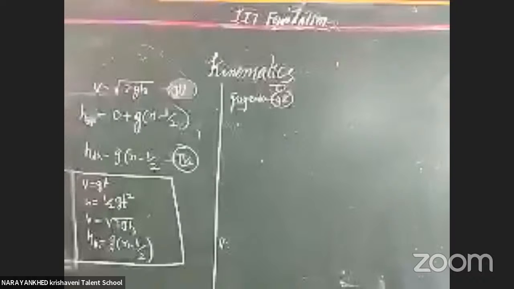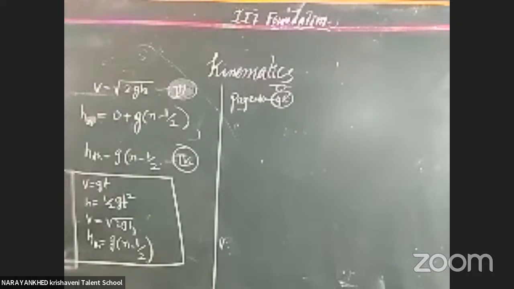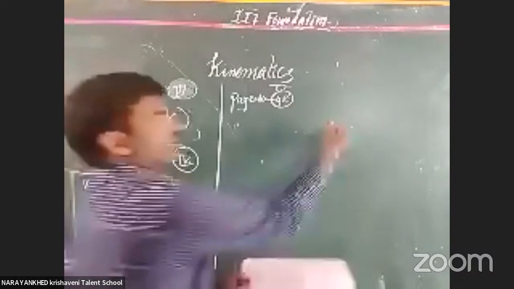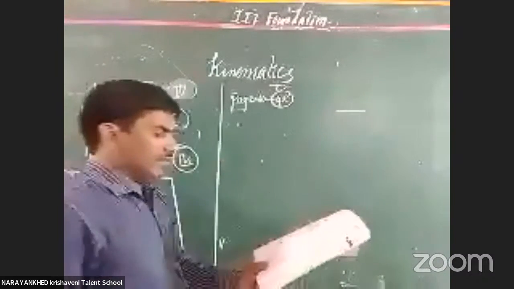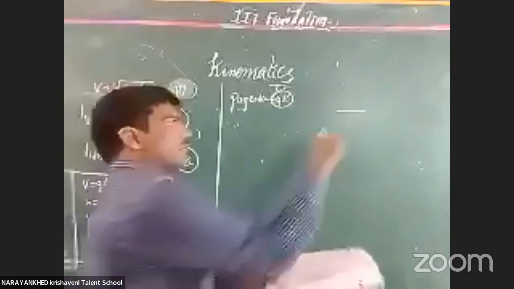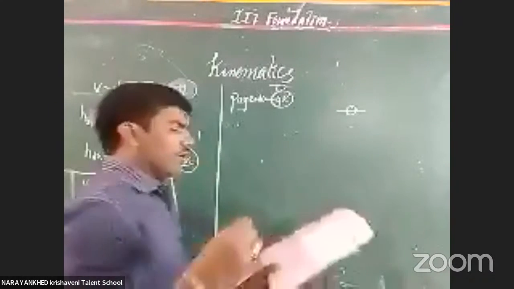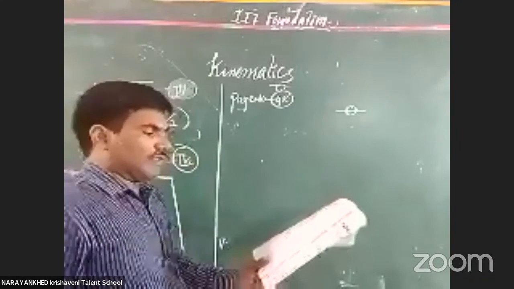Check what is given. When a body is dropped freely from a height, sorry, a body is falling under gravity, find the distance covered in the first, second, third, and fourth second. Clear or not? What is given? This situation: a body. We have taken a ball here, and the ball is falling under gravity.